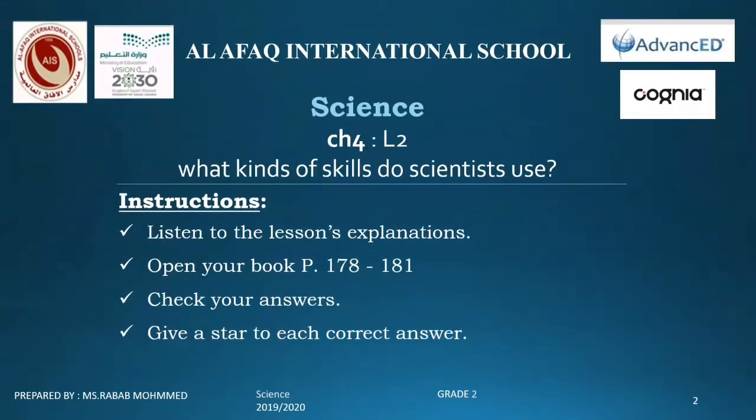Chapter 4, Lesson 2. The title is What Kinds of Skills Do Scientists Use? Instructions. Listen to the lesson's explanations. Open your book, page 178 to 181. Check your answers. Give a star to each correct answer.